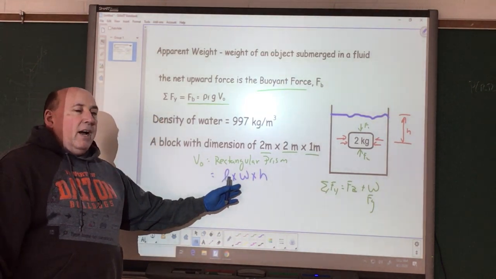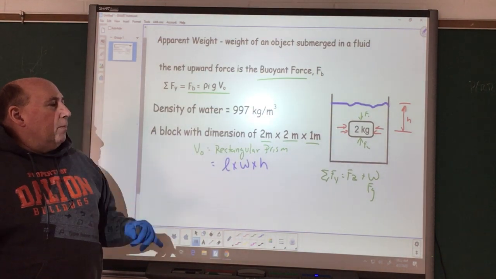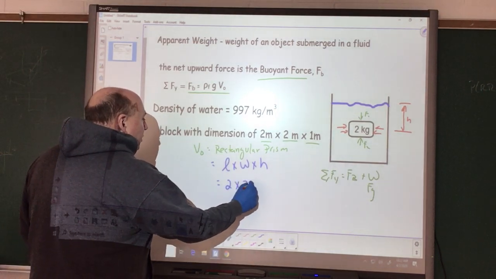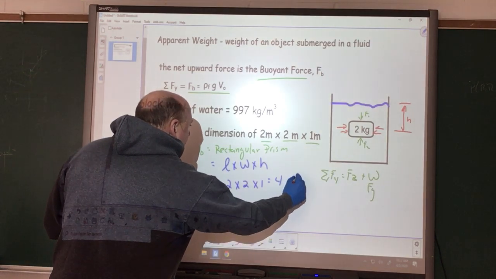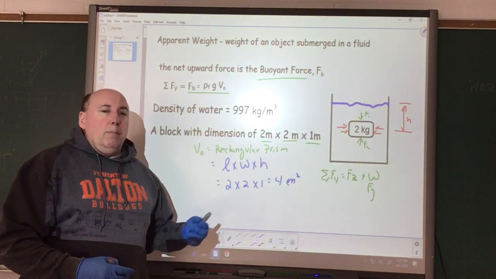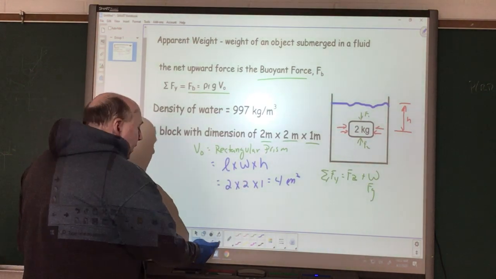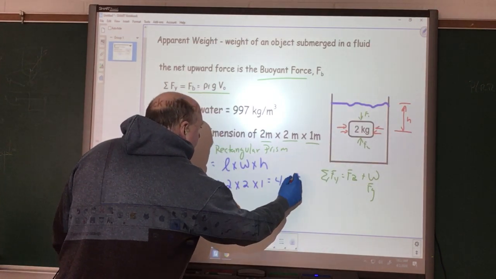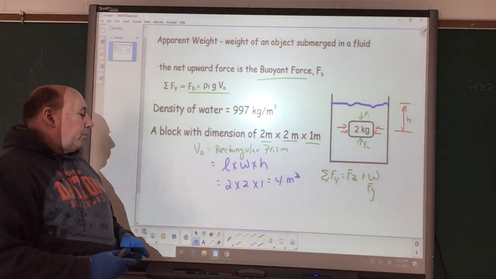So this is how we find the volume of this. If I take a look at this block here, the volume of this block is going to be 2 times 2 times 1, or 4 cubic meters, which is sort of big, but I just try to keep it simple right now to keep it in meters. Eventually this will probably turn into centimeters, and we will have to do problems in centimeters, which means we have to convert them into meters at that point.